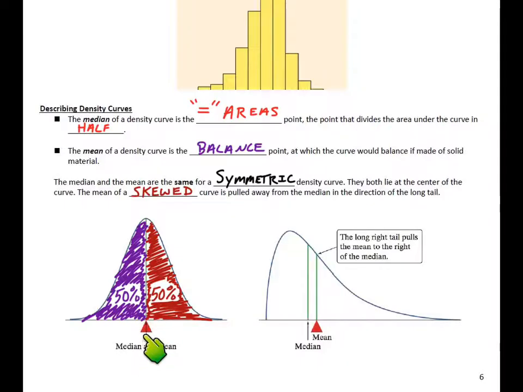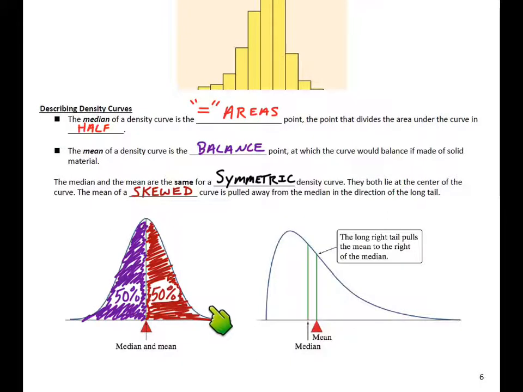Because if you think about this, if you try to hold this curve up, like see I'm holding my fingertip right now, it would balance right there on my fingertip. It wouldn't fall right or fall left, right? It would balance right there. So if it's symmetric, it balances right in the middle. The mean and median are at the same point, because the median, that's the equal areas.